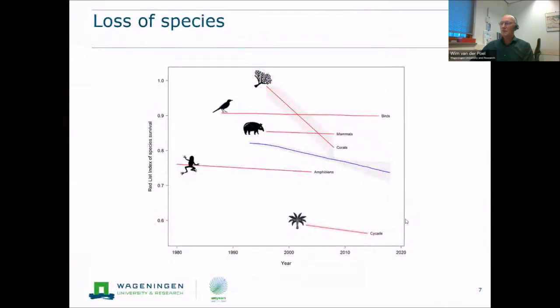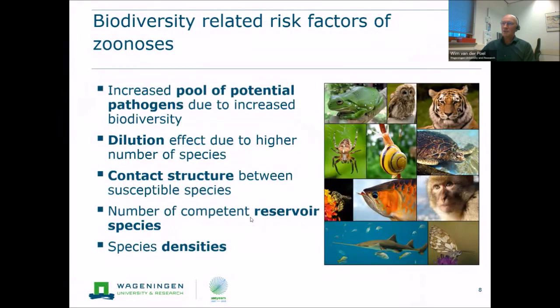Well, focusing on a few of those risk factors for emerging infectious diseases. First, the loss of species, the loss of biodiversity. This picture shows that in a large group of species like birds, mammals, amphibians, we have an increasing number of species, a loss of biodiversity. Biodiversity loss can be a risk factor for emerging zoonotic agents.